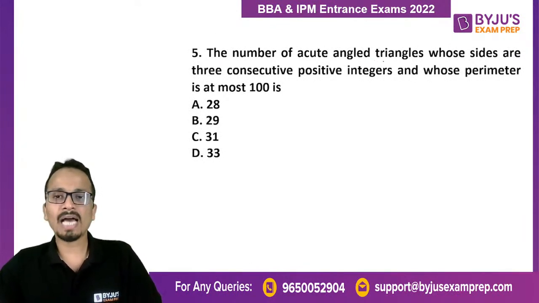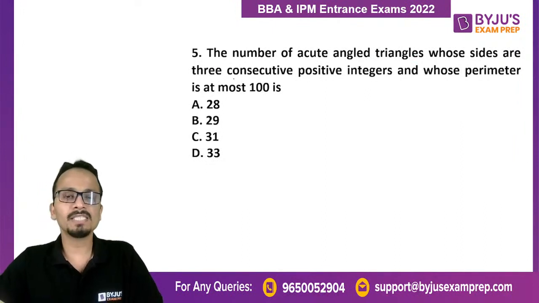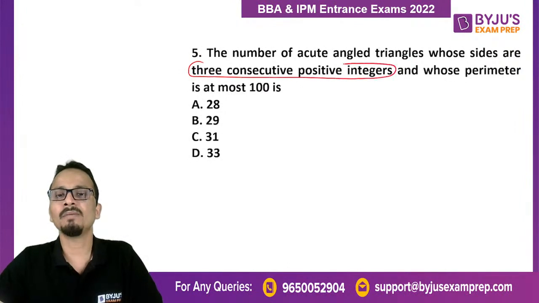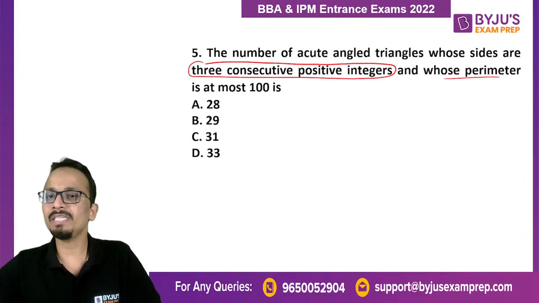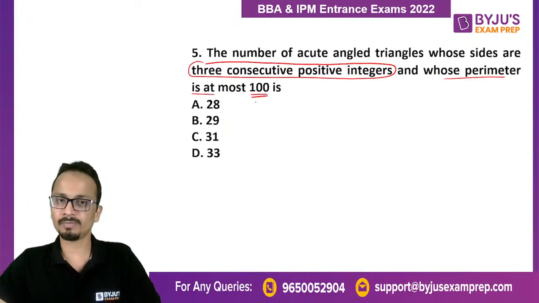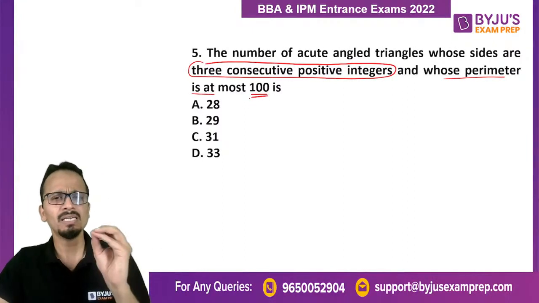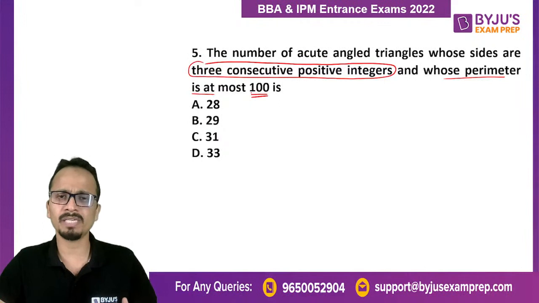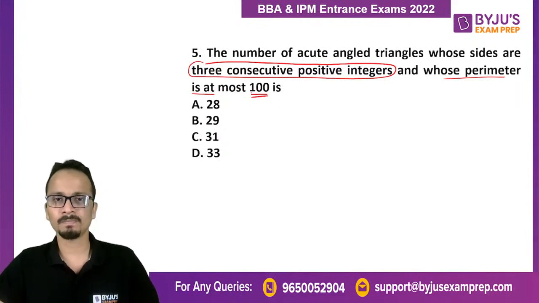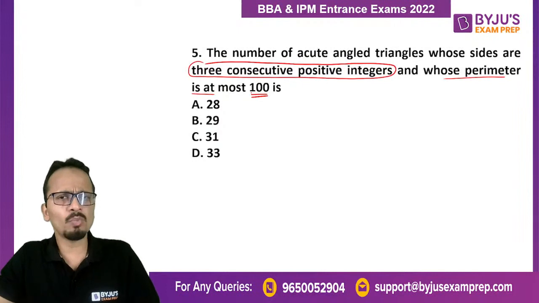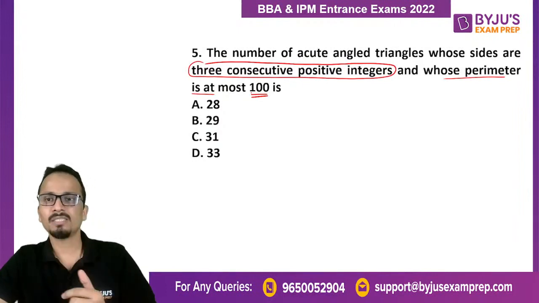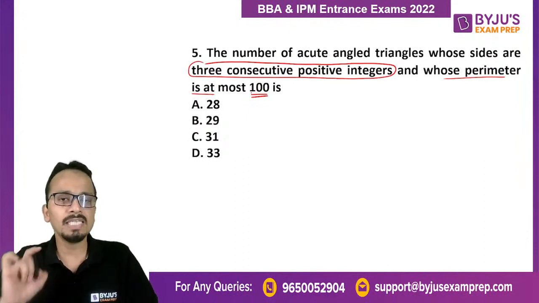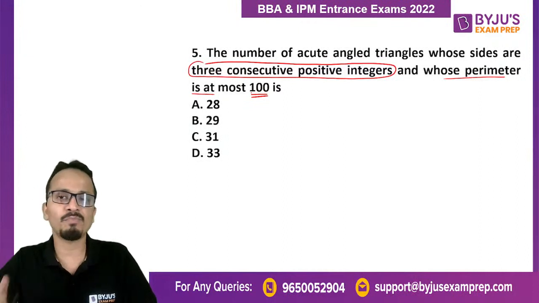Now, the number of acute angled triangles whose sides are 3 consecutive positive integers, important, and whose perimeter is at most 100. So perimeter has to be 100 or less than 100. Fine, the perimeter should be at most 100, so it can be less than 100 as well. Now we all understand what is perimeter. Now we have to select 3 sides of this triangle such that these 3 sides are 3 consecutive positive integers.